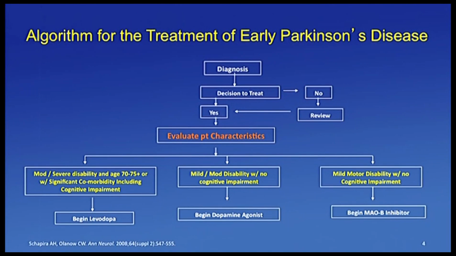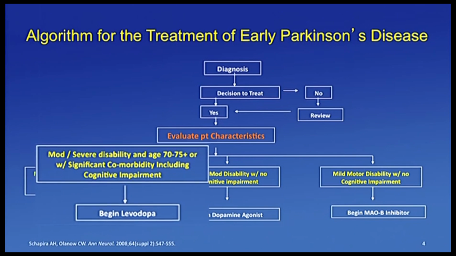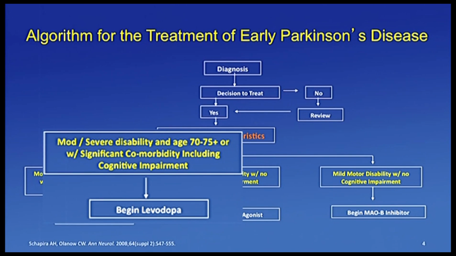And oftentimes we add in other drugs like an MAO type B inhibitor and sometimes anticholinergics or a drug like amantadine hydrochloride. But in the group of patients that have moderate to severe disability or are older, usually over the age of 70, and have other cognitive impairment or have comorbidity, we think about using initially L-DOPA.